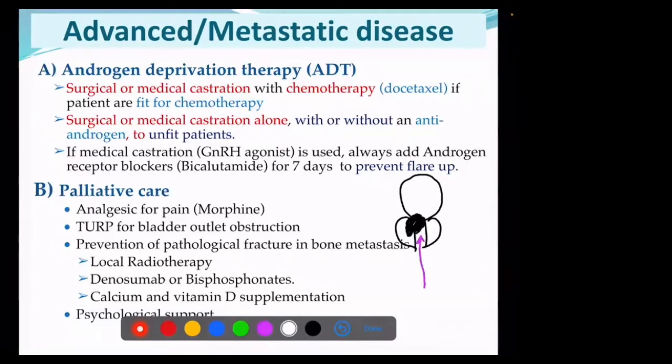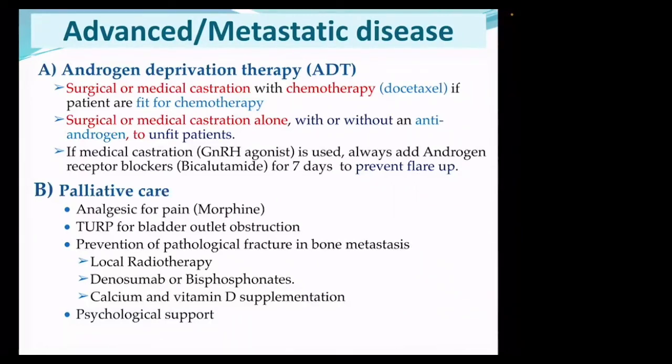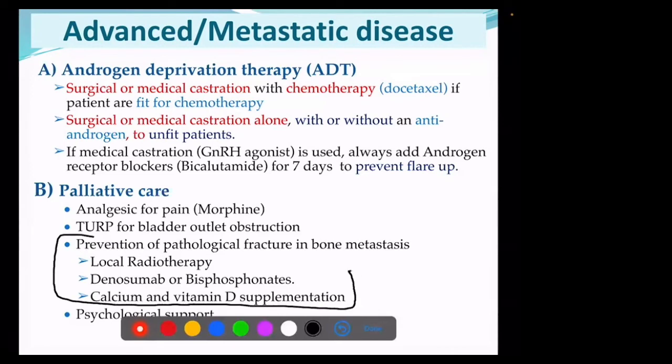In that case, what you can do, you can just do TURP. TURP is not a treatment of cancer prostate. It is a treatment for relieving the obstruction caused by cancer prostate. So you can remove this prostatic tissue such that the pathway will be clear, the patient can pass urine. And as I've already told you, the bone is the most common site of metastasis of cancer prostate. So you have to take care of bone very specially. So to prevent the fracture of the bone, you have to give local radiotherapy.